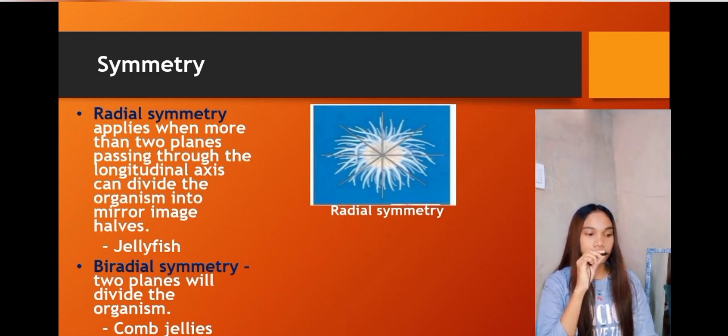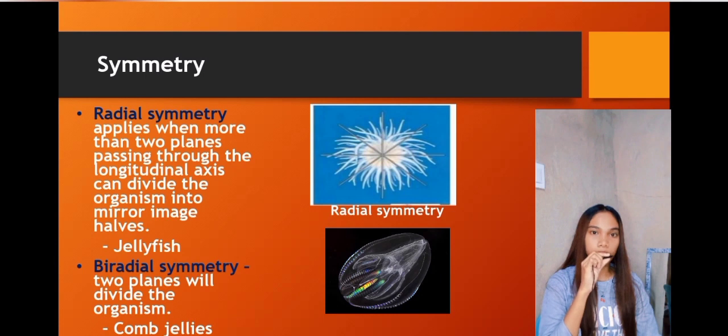Another is biradial symmetry. In biradial symmetry, two planes will divide the organism. Biradial symmetry is when an organism can be divided up into equal parts, but only in two planes. It is different than radial symmetry, because two planes divide the organism, but not more than two. Comb jellies are an example of an organism with biradial symmetry.